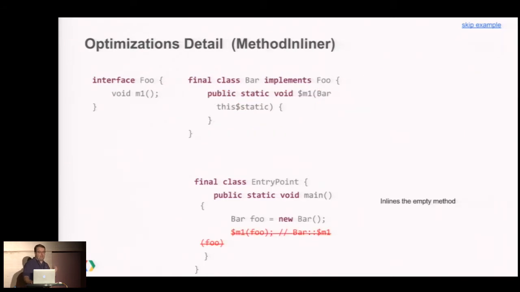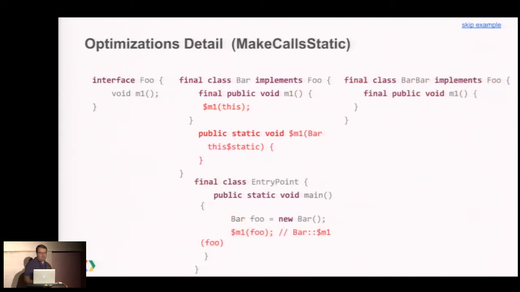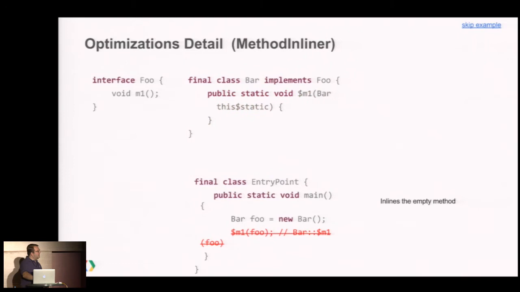And now since m1 is a static method, we know exactly what the method is. We can literally just copy and paste its body from up here directly down to where it's called. So we inline the method. But since the method is empty, basically it goes away. You're left with just Bar foo equals new Bar. So we started out with this, and we end up with just one line of code.